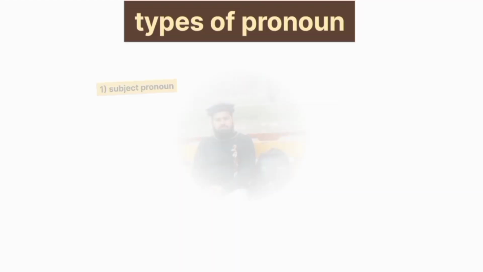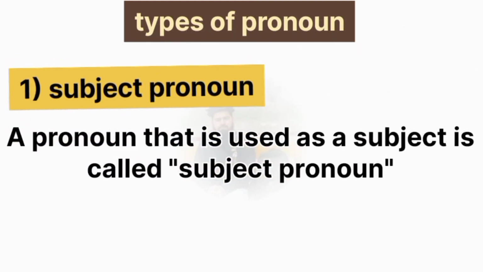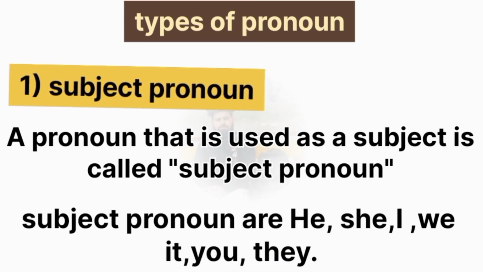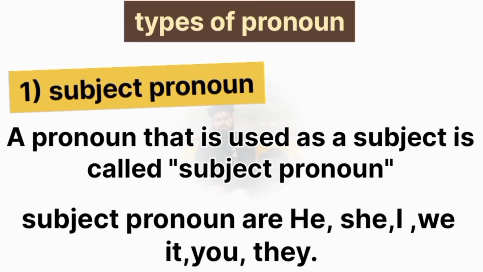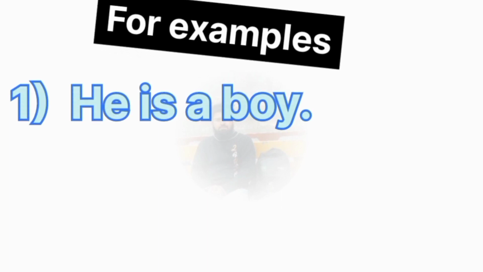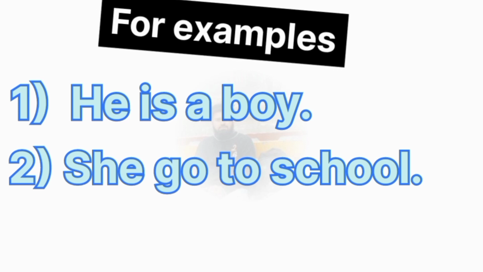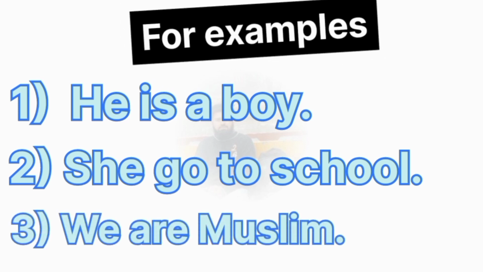Types of pronoun. Subject pronoun. A pronoun that is used as a subject is called subject pronoun. Subject pronouns are he, she, I, we, it, you, they. For example, he is a boy. She goes to school. We are Muslim.